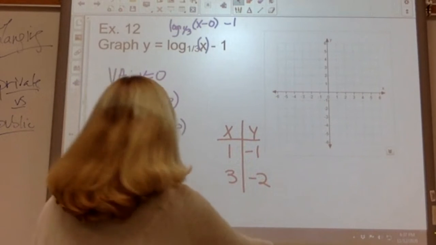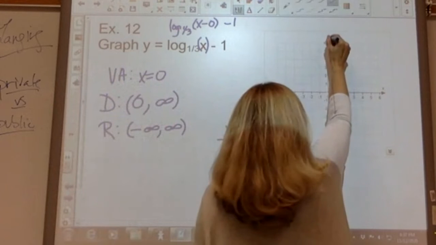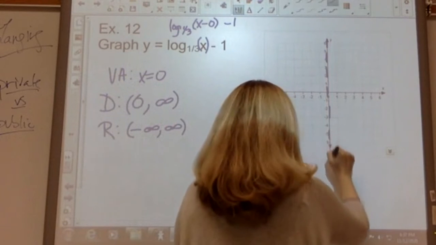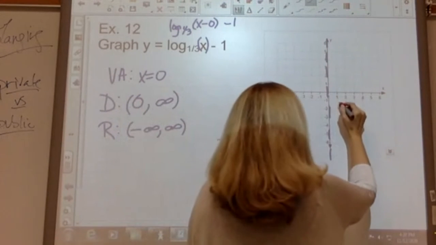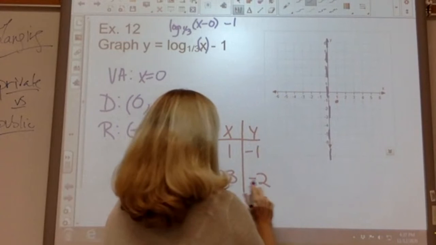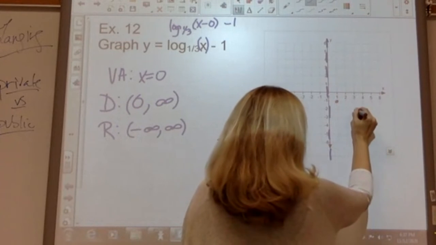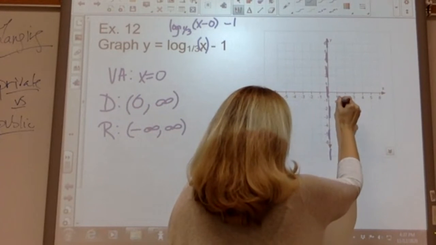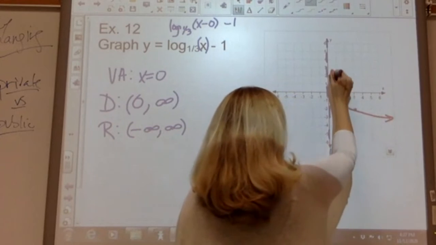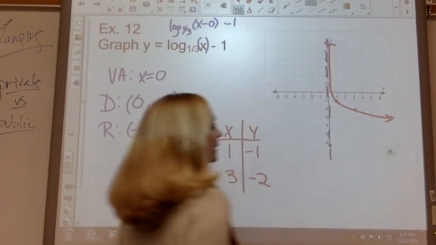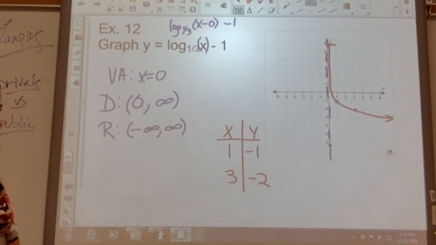All right, so I have an asymptote at 0, and then I have 1, -1 and 3, -2. So this curve is coming down like this, and then it's going to hug this asymptote. So arrows at both ends because it goes up and down forever. Right?